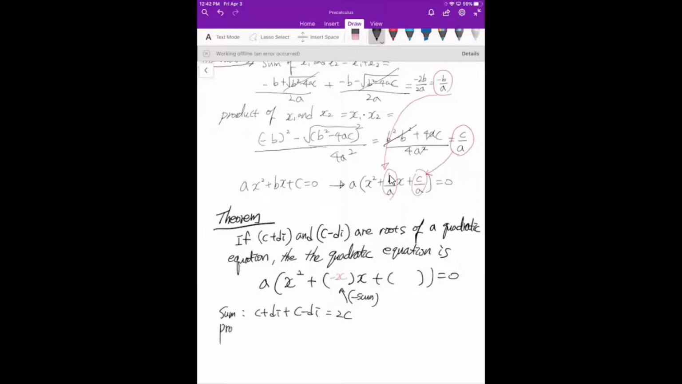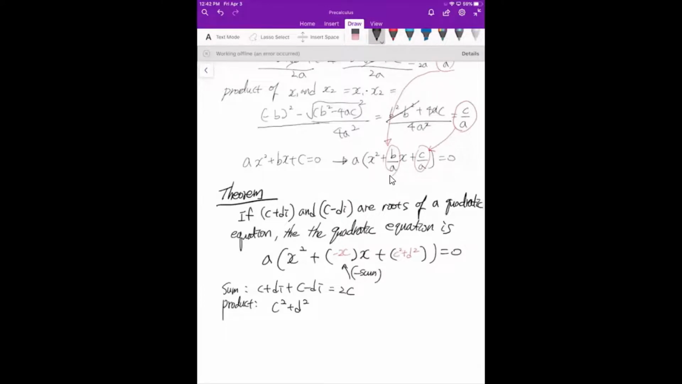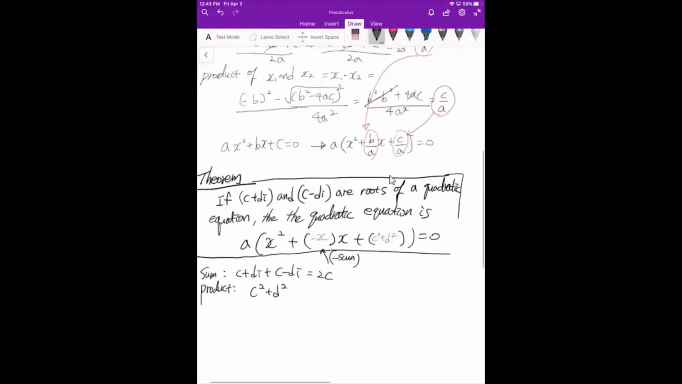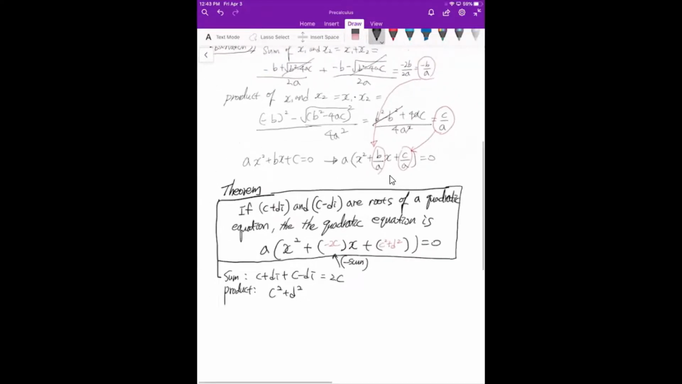Okay, what is the product of two roots? C squared plus d squared. So what I'm going to put here is c squared plus d squared. Okay, this is the theorem that I'm trying to make. So, I mean, the bottom is my calculation. What's essential today, you forget everything from today, but this theorem is the essential takeaway you have to achieve.